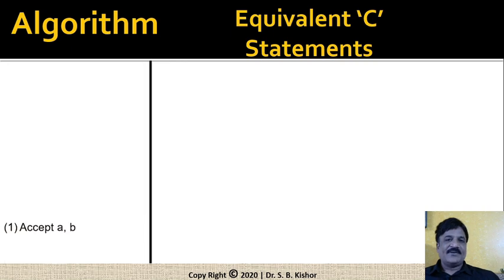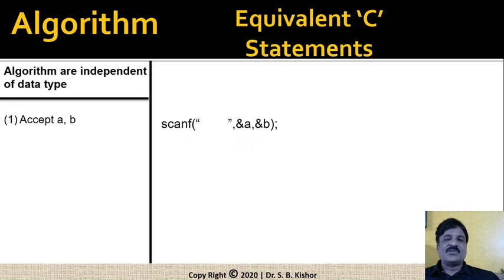Now it's time to convert our algorithm into the corresponding C language statements. So in order to find out, say, the addition and the subtraction of two numbers, the first step will be what? Accept A and B. Now observe that here we are not specifying whether the values of A and B are integer or floating, or what kind of values you can accept in this particular variable. It is not necessary to specify all those things while writing an algorithm, because algorithms are what? They are independent of the data type.